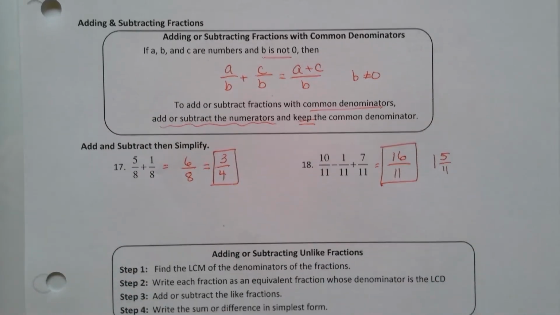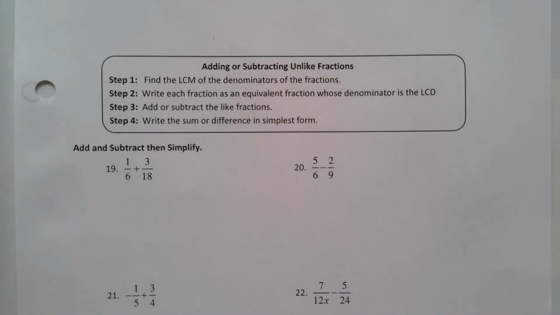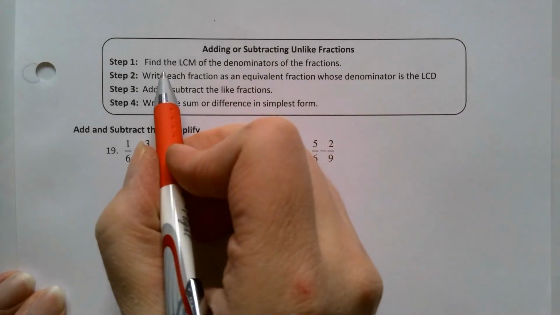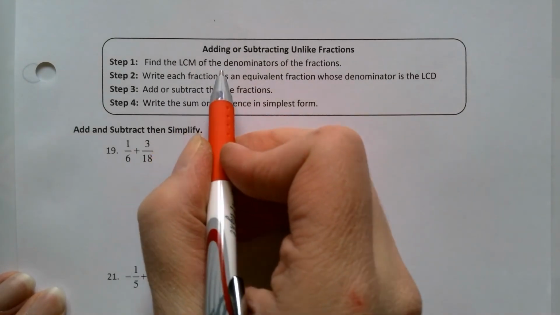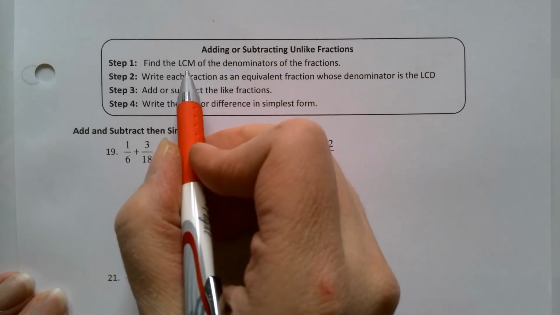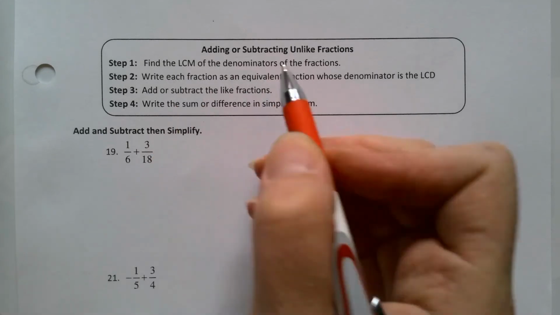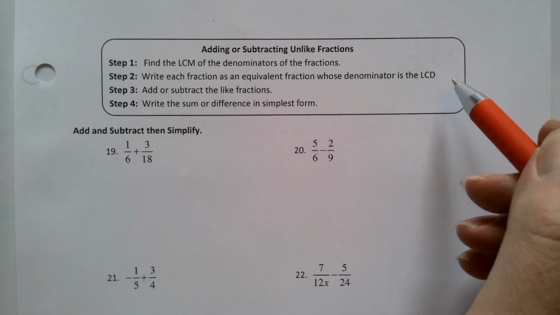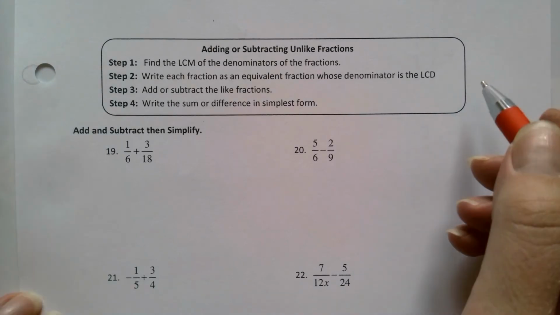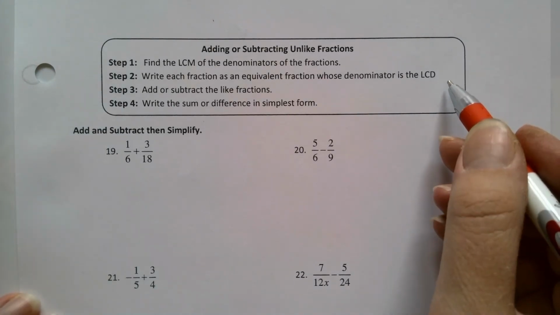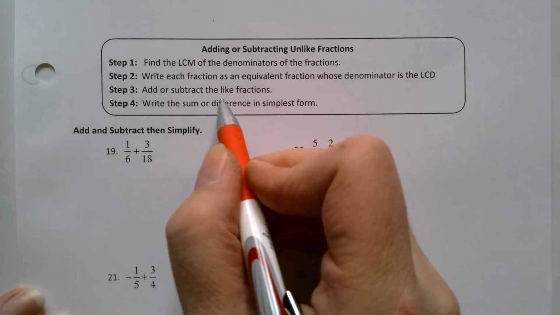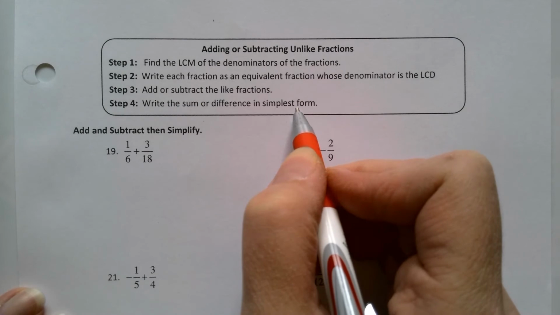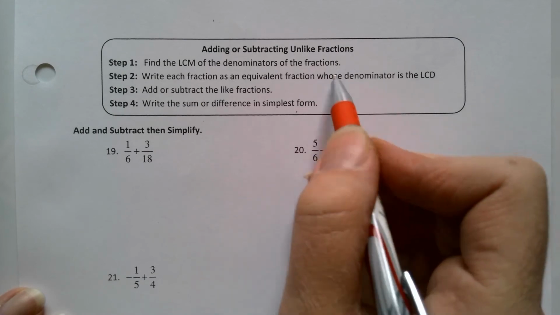All right, our next step is going to be adding and subtracting unlike fractions. So this takes a little more effort. First thing you want to do is find the least common multiple of the denominator, the smallest common multiple in the denominator. And then you're going to write each fraction as an equivalent fraction whose denominator is the LCD. I like to remember that you have to change the top and change the bottom. And then you're going to add or subtract the like fractions and write the sum or difference again in simplest form. So the new part, the big step, is getting the common denominator.